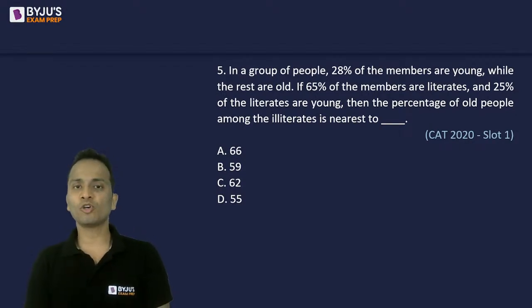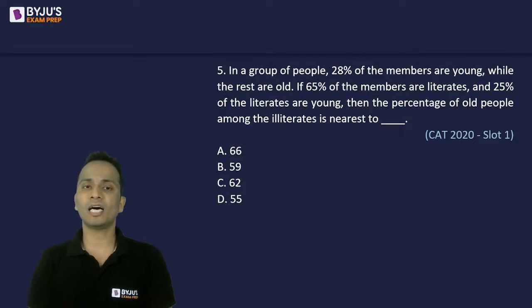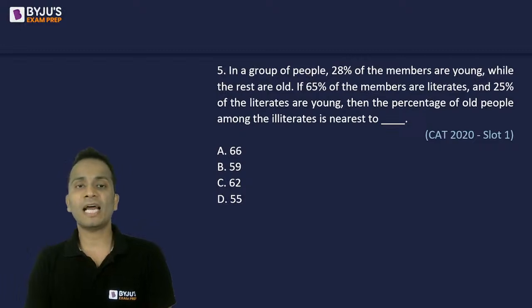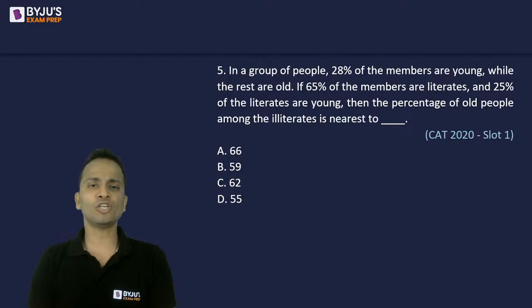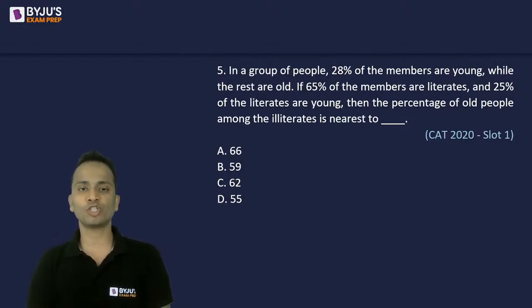Question number 5. In a group of people, 28% of the members are young while the rest are old. 65% of the members are literates and 25% of the literates are young. Then the percentage of old people among illiterates is nearest to which of the following options?